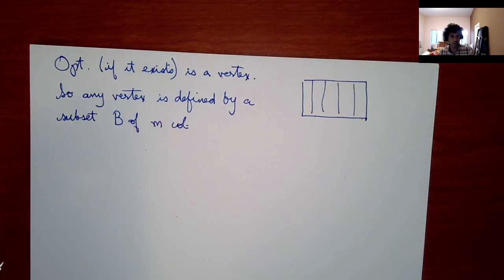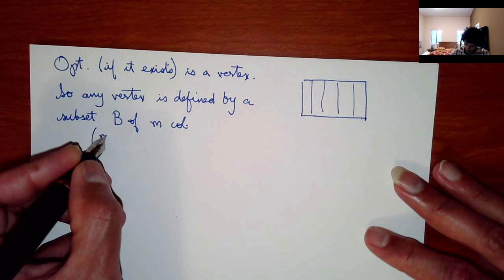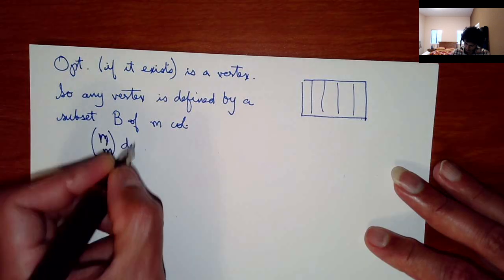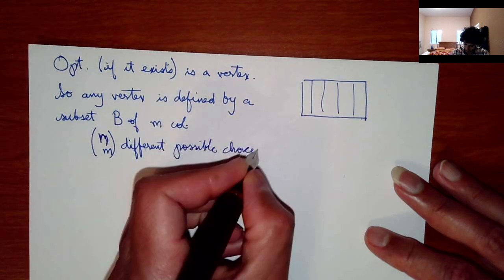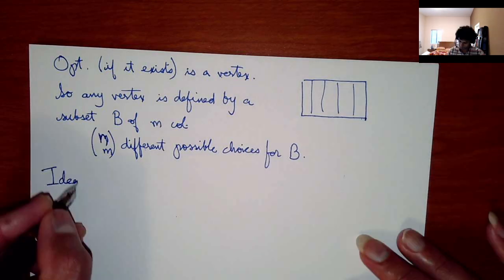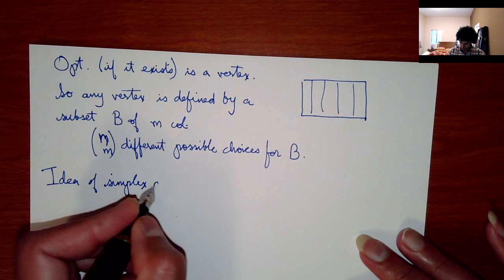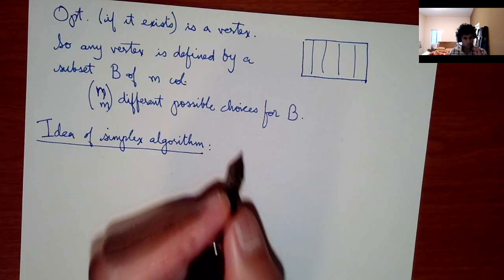We need to find which subset is going to be the best choice, and note that there are n choose m different possible choices for B. And now here's the idea of the simplex algorithm. It says we need to assume that we can start from some feasible basis, but let's just assume that.